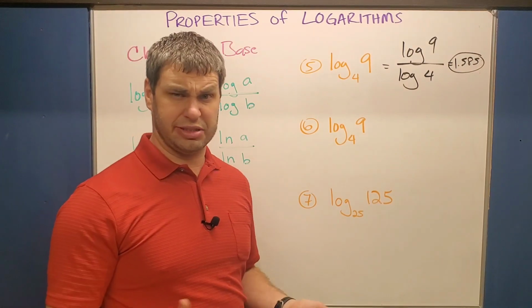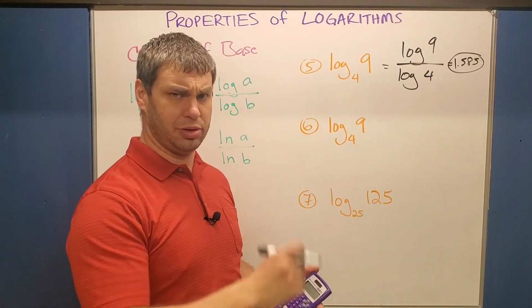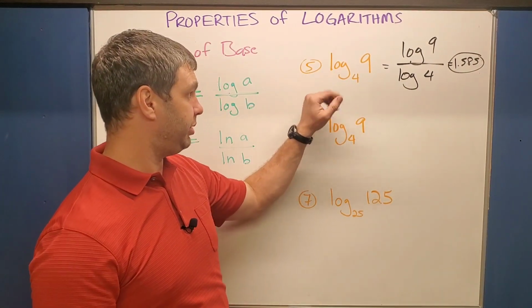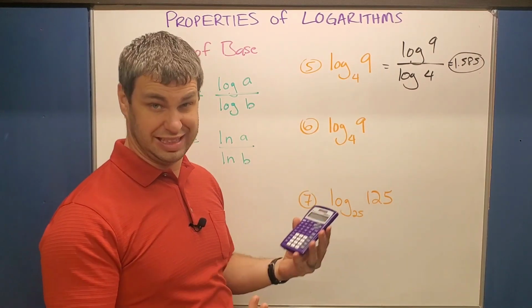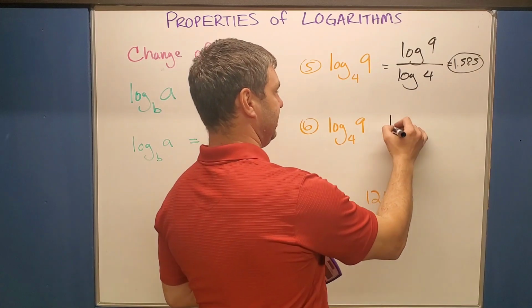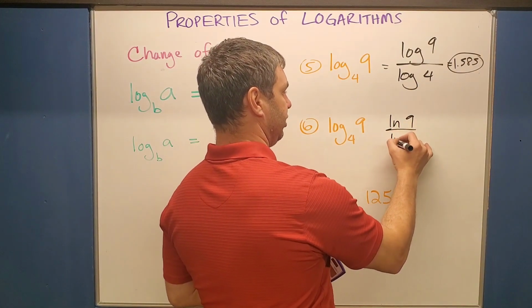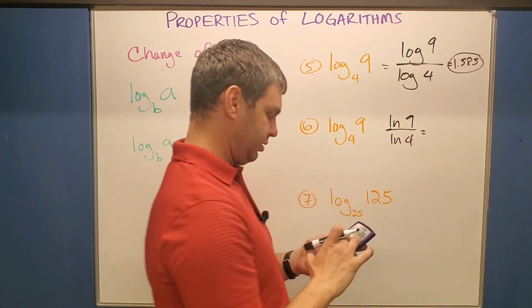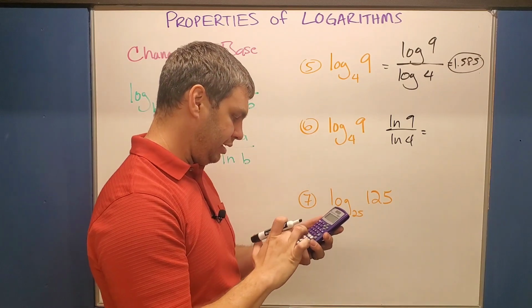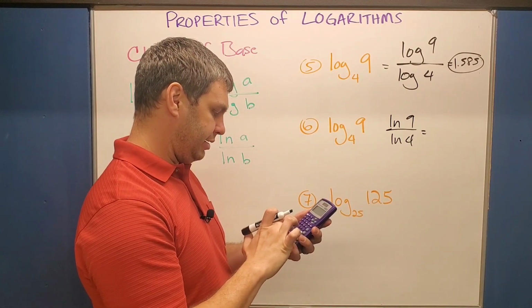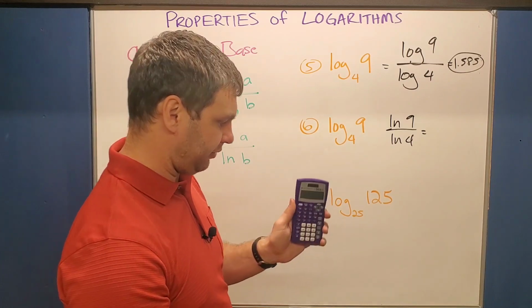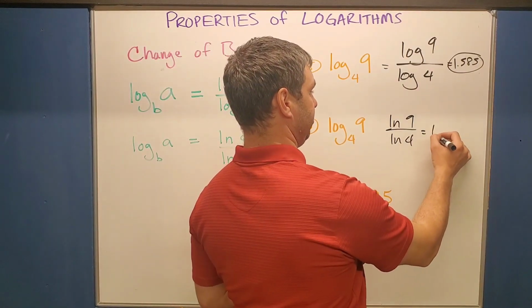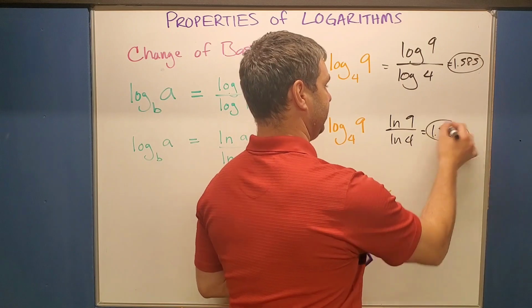And now it's going to look like I have a typo, or like I wrote this wrong on my board up here, but this is the same problem, because now I want you to try it again with the natural log. You should get the exact same answer. You take the natural log of 9 over the natural log of 4. All right, and just to prove it to you, I'm going to do it here. The natural log of 9 divided by the natural log of 4. And yes, you get 1.585 rounded to 3 decimal places.